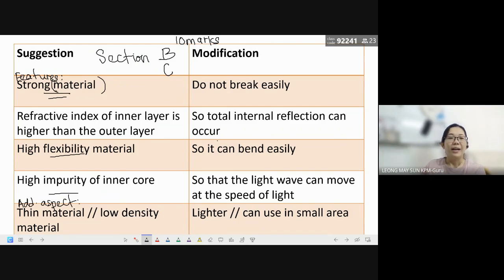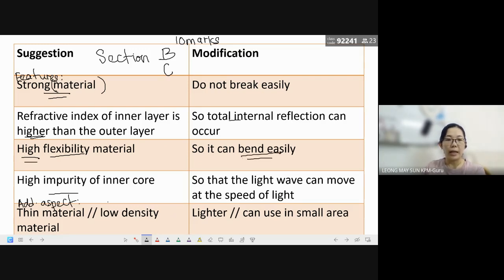Over here, the refractive index. The refractive index of the inner layer needs to be higher than the refractive index of the outer layer. Why? So that total internal reflection can occur. That's one important keyword. This is the condition for total internal reflection. Next is the flexibility of the material. Flexibility needs to be high, with the reason being so that it can bend easily.